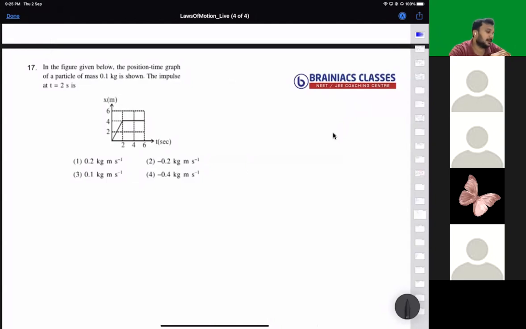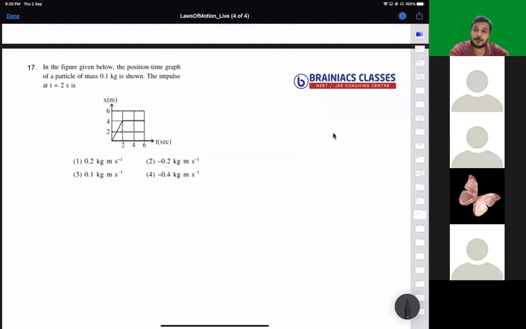In the given figure below, the position time graph of a particle of mass 0.1 kilogram is shown. The impulse at time t equal to 2 seconds. In the figure given below, the position time graph of a particle of mass 0.1 kilogram is shown in the figure. Impulse at t equal to 4 seconds.